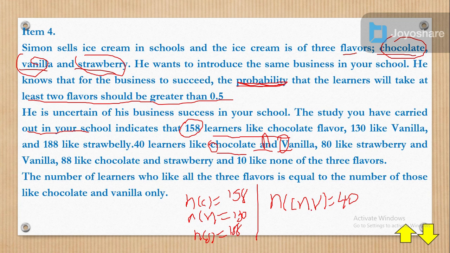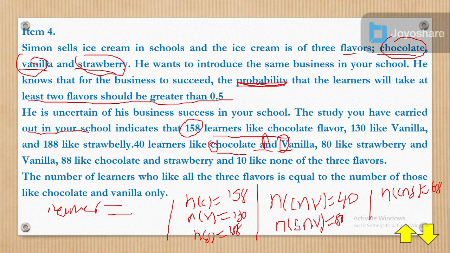80 like strawberry and vanilla. So number in strawberry S intersection vanilla. They are 80. Now 88 like chocolate and strawberry. So number in chocolate intersection strawberry is 88. Very good. The next, 10 like none of the 3. Now that none means neither. So neither is equal to 10.